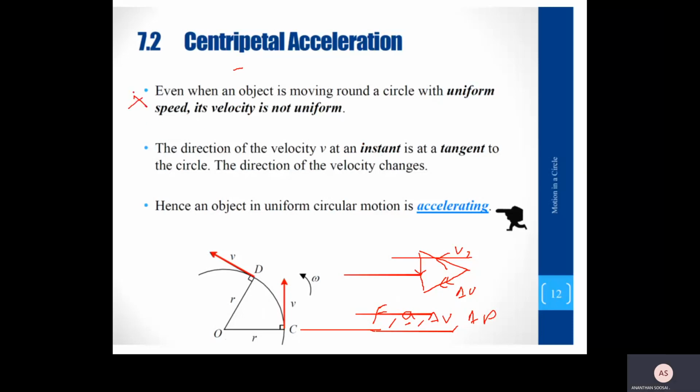Okay, please try to understand the first point. Even when an object is moving around with uniform speed, its velocity is not uniform. What is the reason? The direction of the velocity at an instant is a tangent to the circle. The direction of the velocity changes. The keyword is that the direction of the velocity changes. Hence, the object in uniform circular motion is accelerating. This is like 3 marks: velocity not uniform, 1 mark. Direction is changing, 1 mark. Therefore, it's accelerating, 1 mark. For the question, does anything moving with constant speed accelerate? Yes, it accelerates. Why? Direction is constantly changing. So velocity is changing. Therefore, it accelerates. Where? Now you know, towards the center of the circular path.